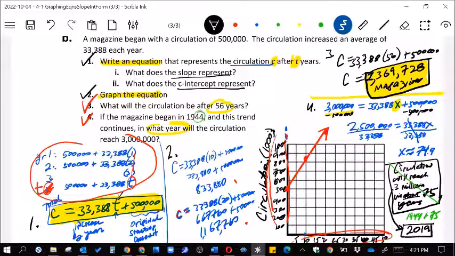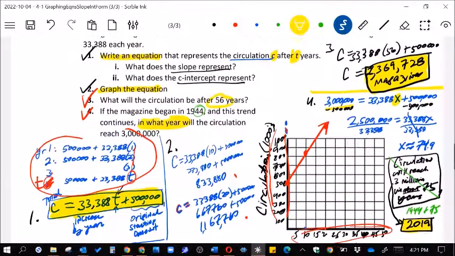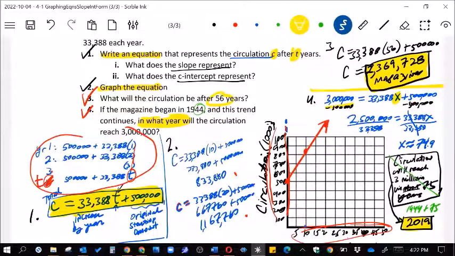In 2019. I think that'll work pretty well. Interesting. And because that says in what year, not how many years later, I need to answer it based on that. Whew, lot in this one.